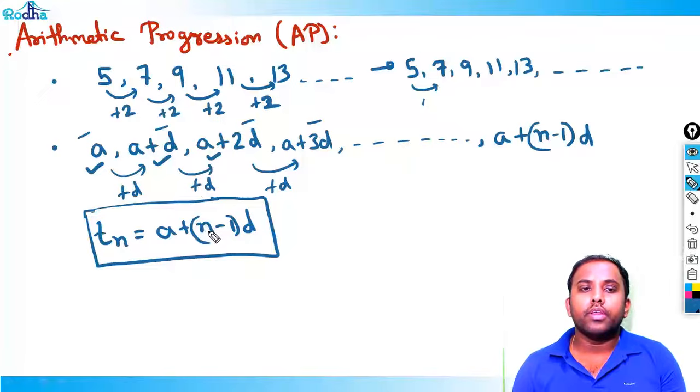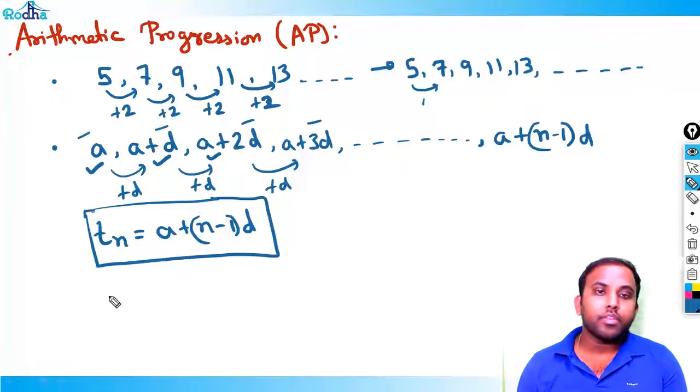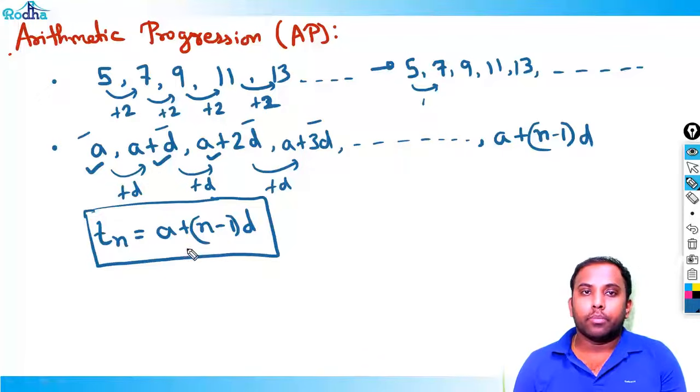If you put n equal to 1, you will get a. If you put n equal to 2, you will get a plus d. If you put n equal to 3, you get a plus 2d, and so on. Okay, fine. This is the nth term of AP.